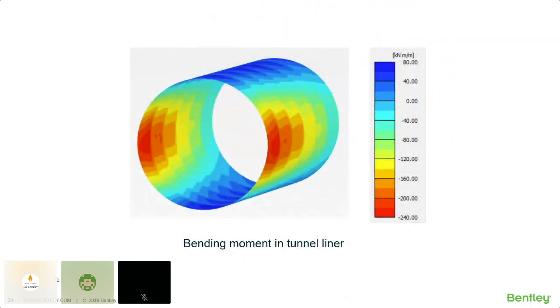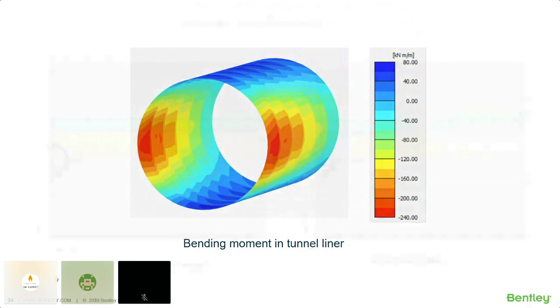Next, we have the axial forces here. We can see the bending moment in your tunnel liner. This you can also get directly as output when you are modeling your tunnel liner as a plate element. So the top and the bottom portion of the tunnel liner experiences the compressive force, whereas the side of your tunnel liner experiences the tensile force.